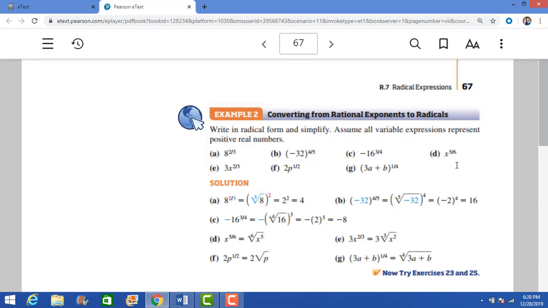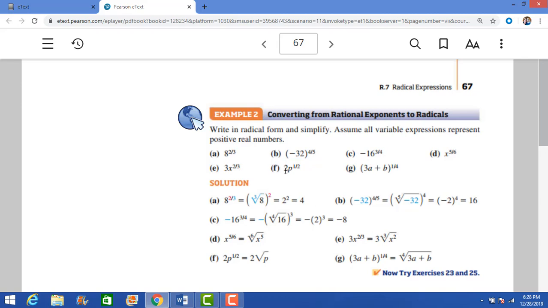Okay? And then x to the 5/6, we're going to write this in radical form, but we're not going to be able to really simplify it any further than that. So this would be the 6th root of x raised to the 5th power. And so this is the way we would keep it. Okay. Similarly, this here, now the 3 is outside this, so we treat the 3 separately. So it would be the 3rd root of x squared. So 3 comes outside, so 3 times the 3rd root of x squared.